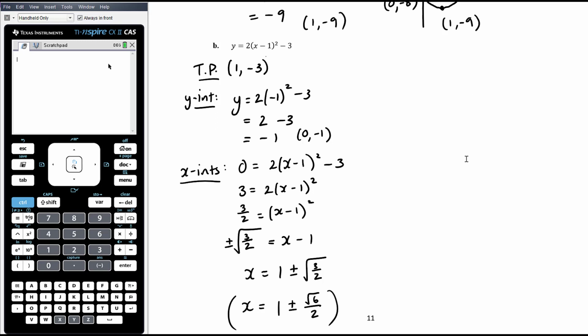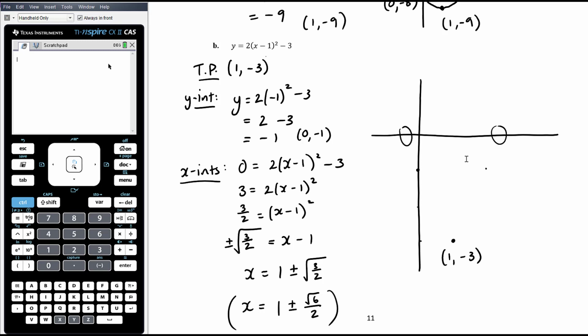So my turning point's at 1, negative 3. My y-intercept is at negative 1. Oops. Not the straightest x-axis, sorry, let's try that again. Okay, what did I say? 1, negative 3. Let's make that there. So if that's negative 3, then negative 1 is going to have to be somewhere about there. That's where I want my y-intercept to be. So a symmetric point is going to have to go through somewhere about there, which means the x-intercepts are going to be around there and there, just thinking about the shape.